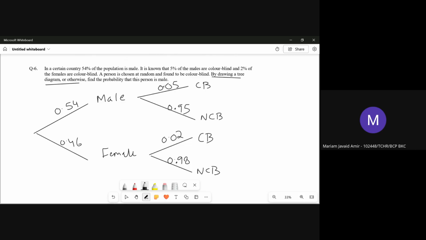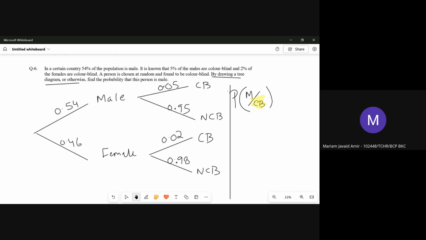A person is chosen at random and found to be colorblind. Find the probability that this person is male. Okay, so this is a case of conditional probability. A person is chosen at random and found to be colorblind, so it's the given colorblind case. So probability male given colorblind.